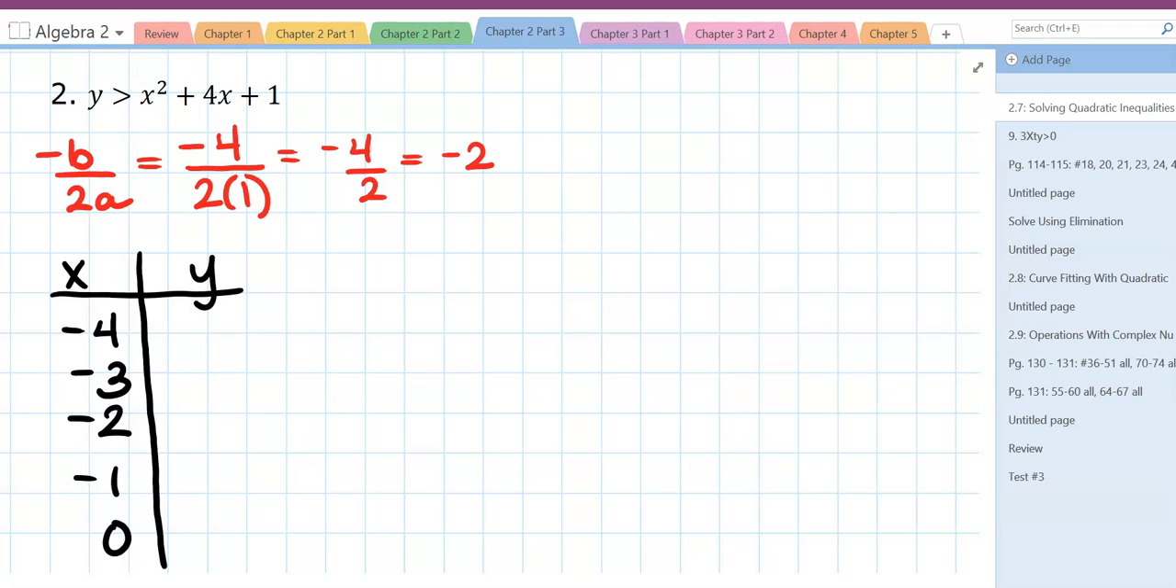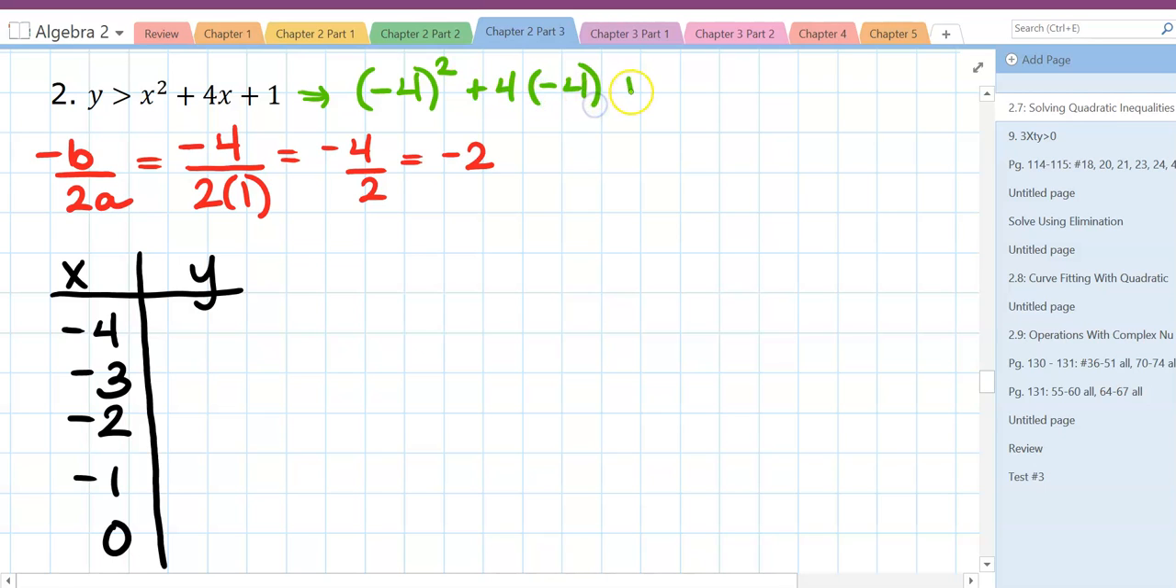So if you're, again, typing this in, I would be really careful. Make sure you're putting parentheses around things. So for example, parentheses around -4 and then square it. Plus 4 times -4 in parentheses and then plus 1. Can you guys tell me what numbers you're getting? 1, -2, -3, -2. Good.